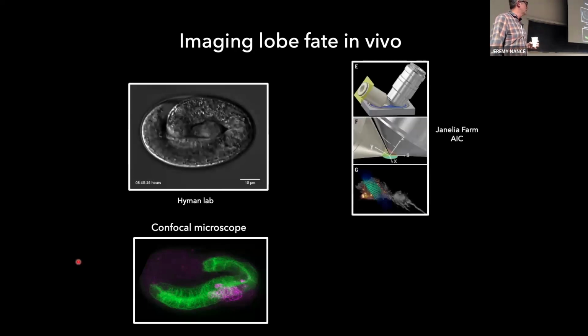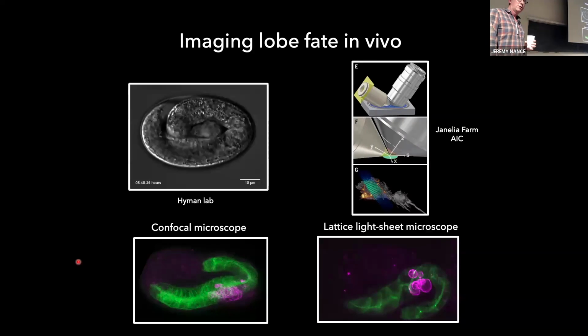So to start this project, we collaborated with the Advanced Imaging Center at Janelia Farm, who had recently developed a lattice light sheet microscope which could take over 300 sections through these embryos in about a second. So it's like a fast shutter speed on a camera. Those are the same markers on that scope. And you can see that it just freezes everything in place.